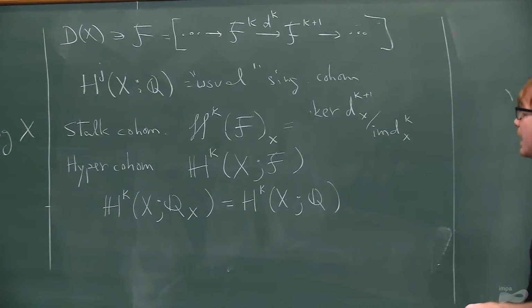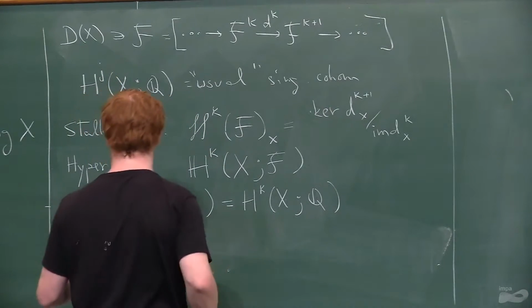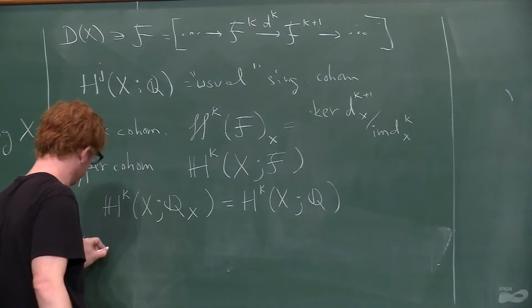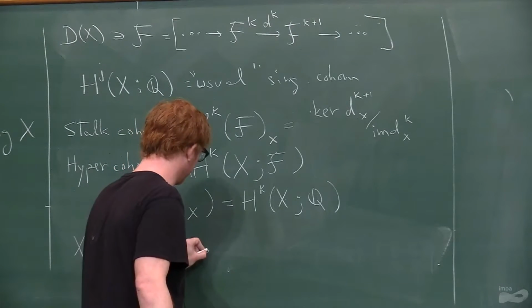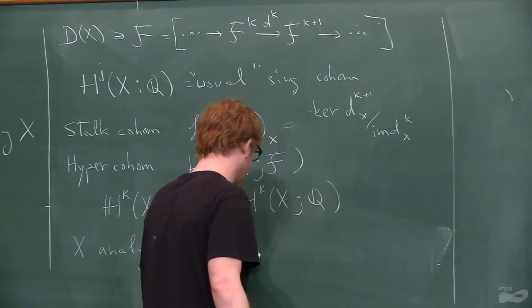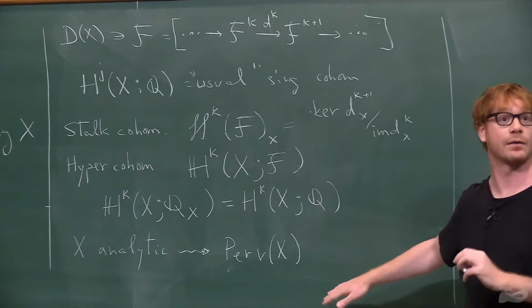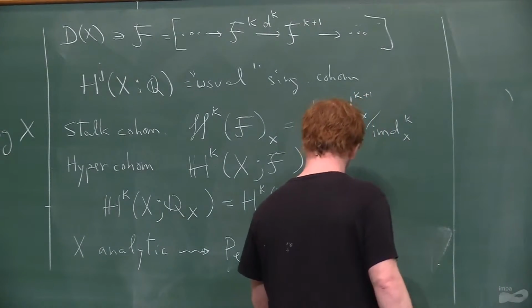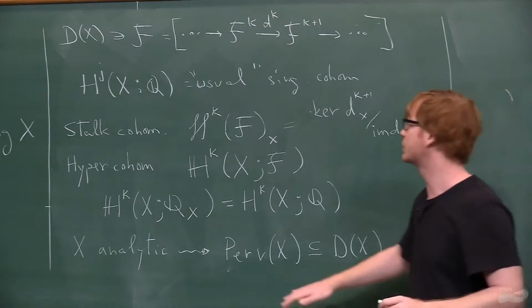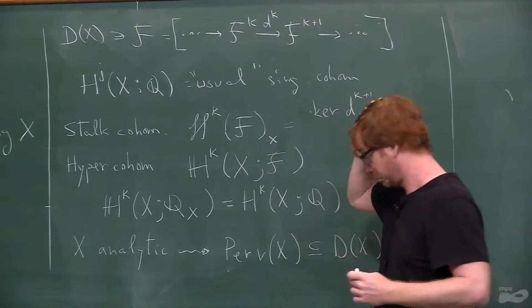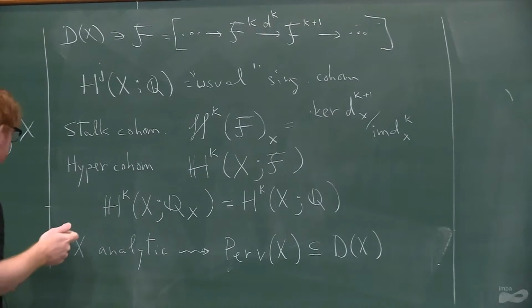Okay? And now, in this category, if X is analytic, there is the category of perverse sheaves inside this. It is just a subcategory of the derived category, which we don't know very well what it is, but we are going to work with this. There's a subcategory, so some of these are perverse, some are not. Okay? And the important thing about perverse sheaves are two things.